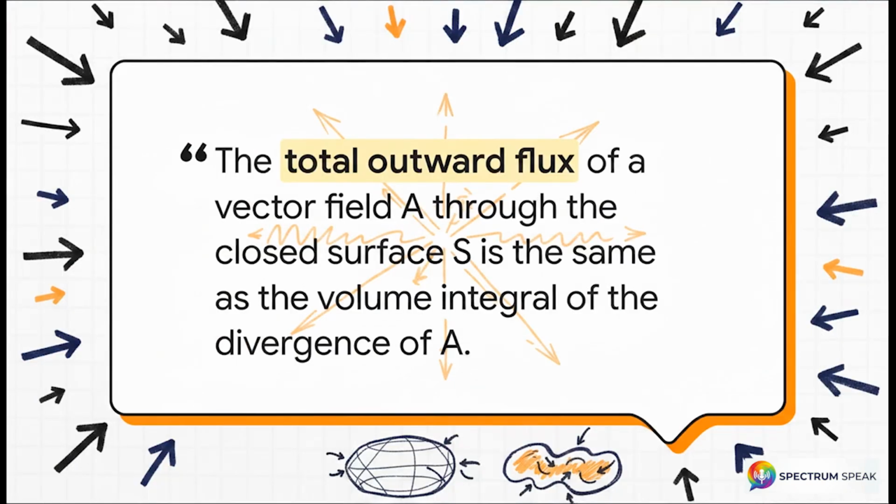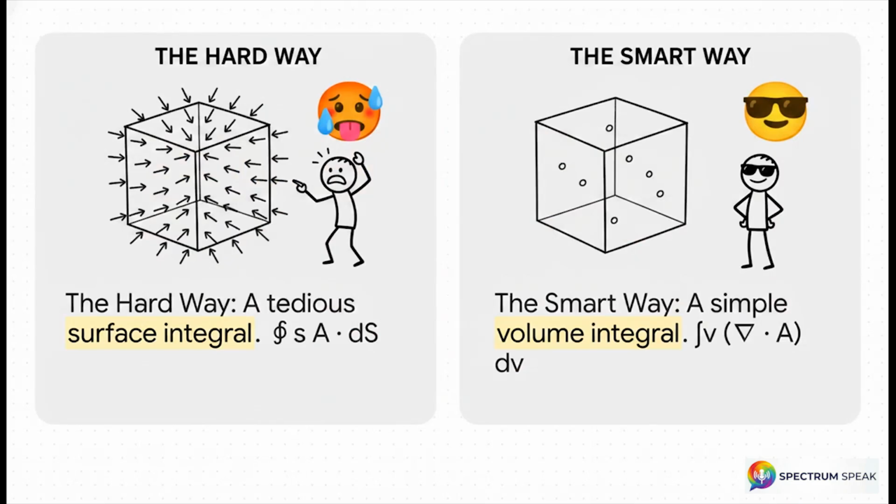So here's the big idea in a nutshell. The theorem says that if you want to figure out the total net flow, or flux, coming out of some closed shape, like a box or a ball, you actually have two completely different ways to get the exact same answer. On one hand, you've got the hard way. This means doing a surface integral, which can be a real pain. You have to add up the flow through every single tiny patch on the surface of your shape.